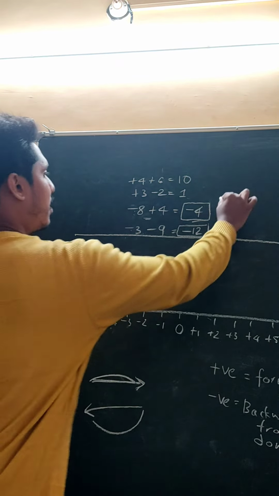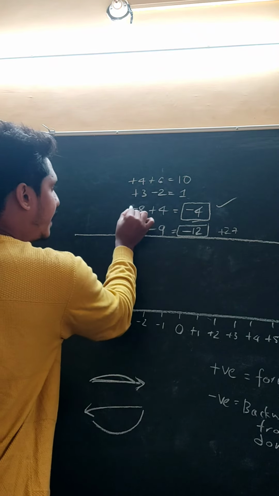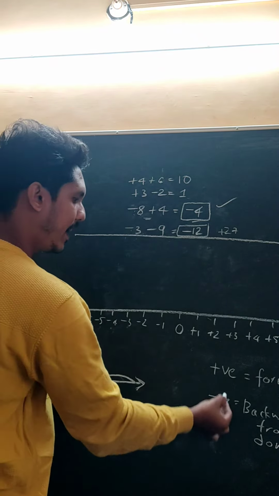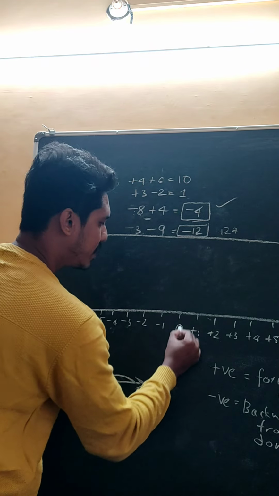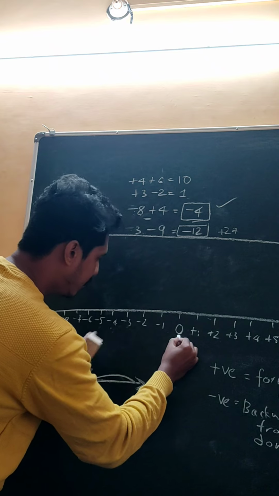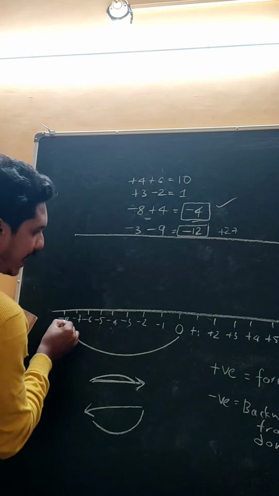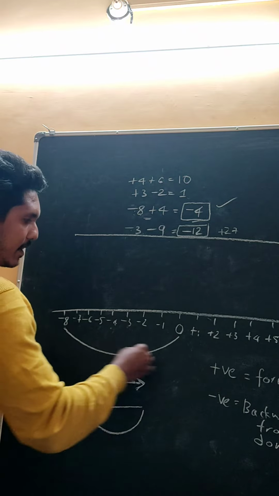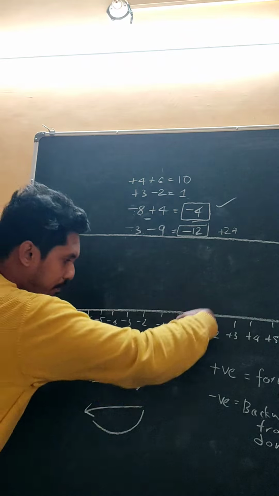So which is the first problem? Minus 8 plus 4, right? Minus 8. There is a negative sign here. In case of a negative sign, we have to move backward from down. It starts from 0. We have to move backward. That is from down. Down means 0 to minus 8. Directly we can move 0 to minus 8. This is moved backward from the down.